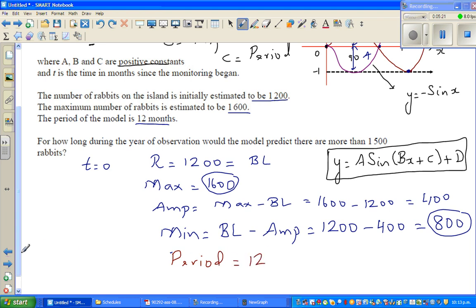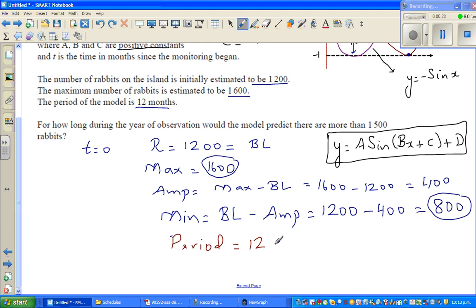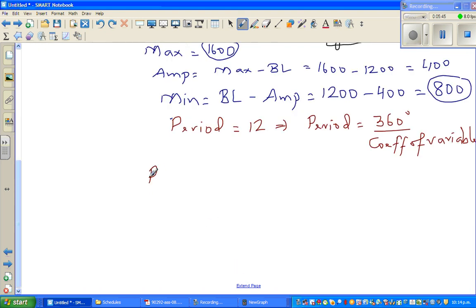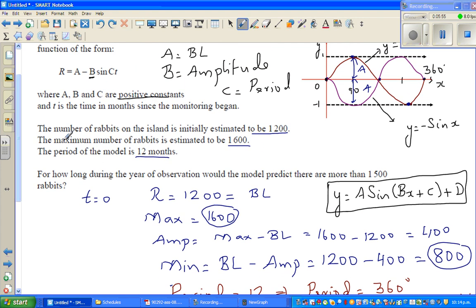Now this is a formula that is very helpful. The formula is: period is 360, I'm working in degrees, so 360 divided by the coefficient of the unknown or the variable. This is the formula. So here it is the coefficient of t. So I can say the period in our case is equal to 360 divided by the coefficient of the variable. The variable is t here.